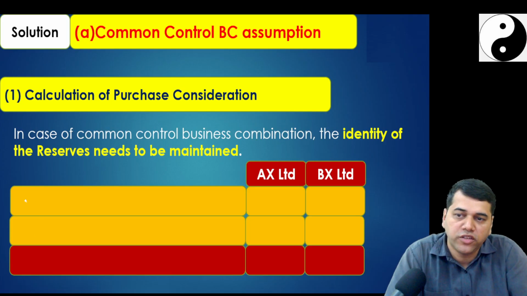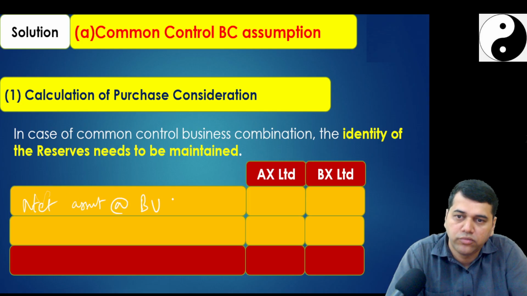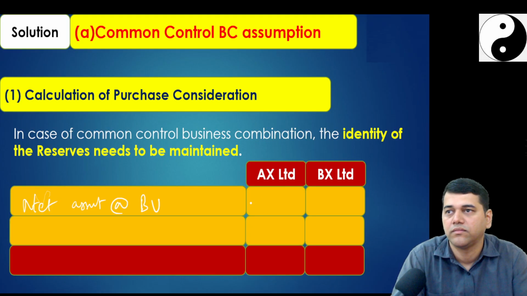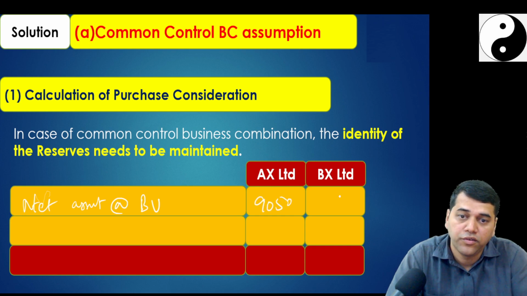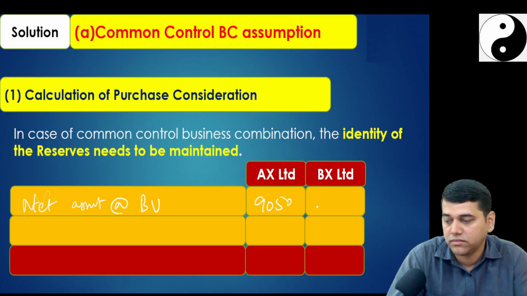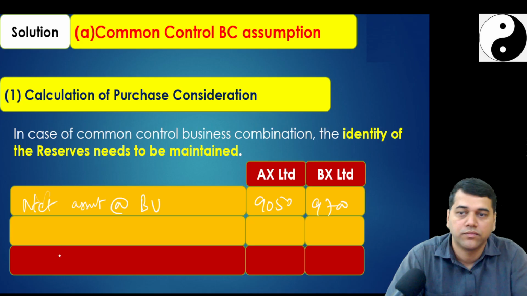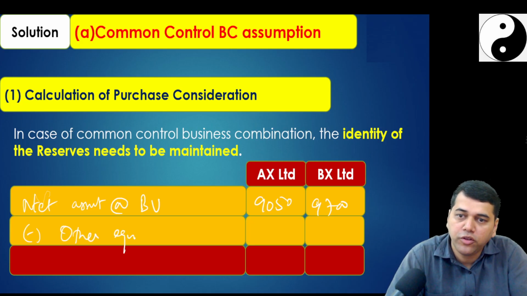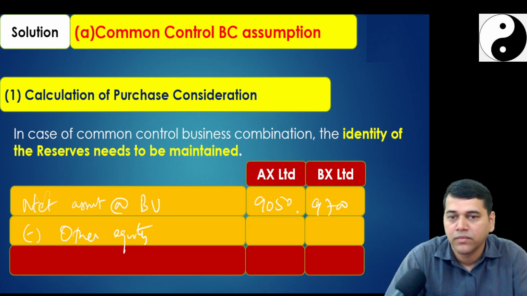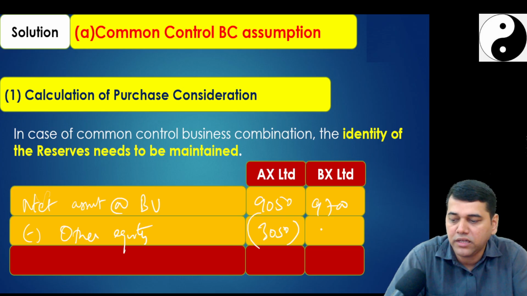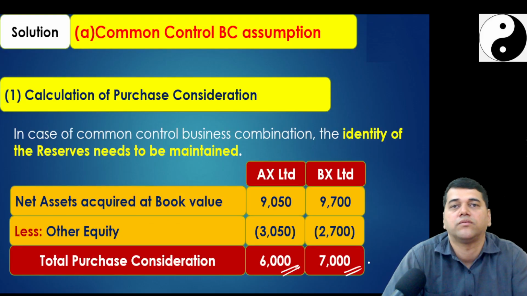Since it's a common combination, what are my net assets at the book value of AX? Can you tell me the net assets? 9,050. BX, 9,700. Since we have to maintain the reserves also, less other equity, because we have to maintain the status of the reserves. In common combination, we take the reserves as they are. So ultimately we pay for the equity only. So I say total purchase consideration is 6,000 and 7,000. That's it.